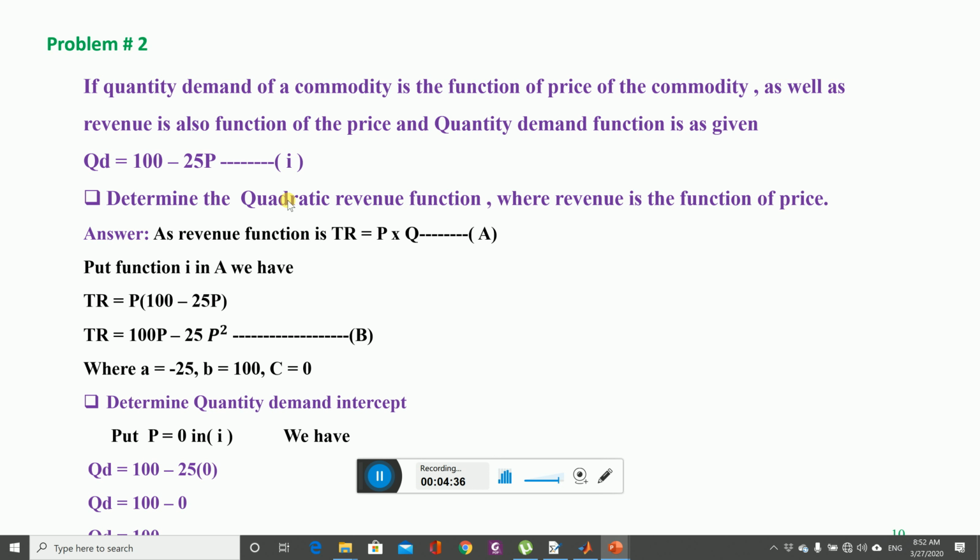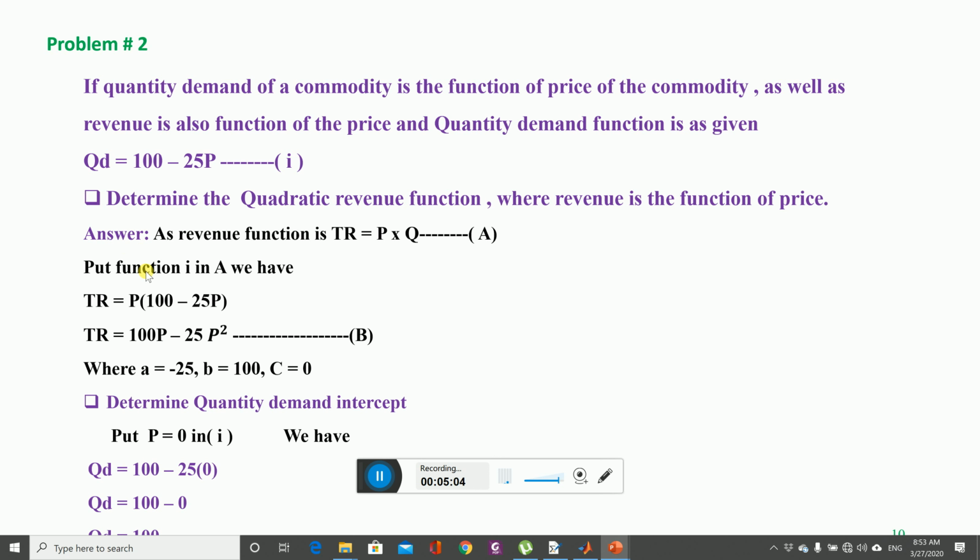To determine the quadratic revenue function, we need the linear revenue function. The linear revenue function I developed: total revenue is equal to price multiplied by quantity. The highest power of each variable is 1, and this is the sign of linearity, so the function that we developed is the linear revenue function. Why do I need to develop the quadratic total revenue function?